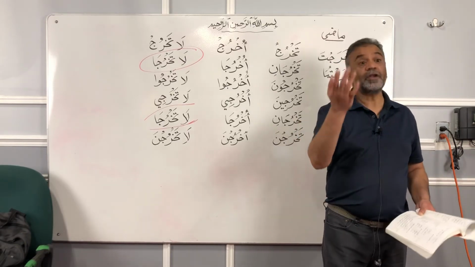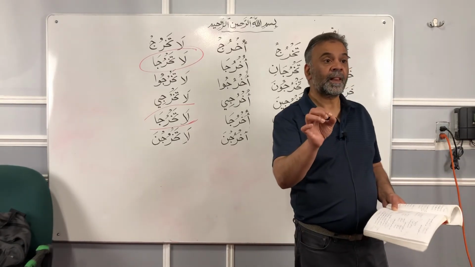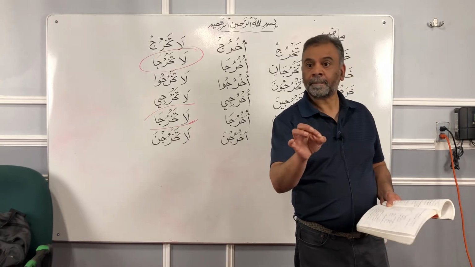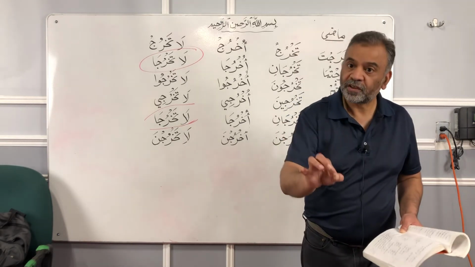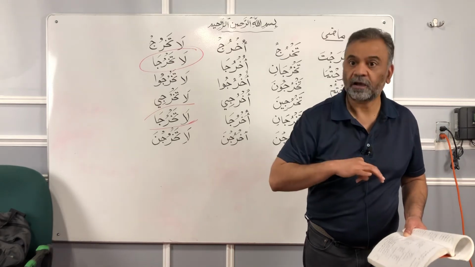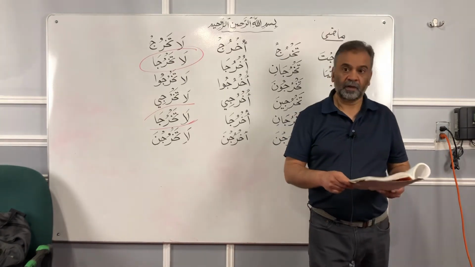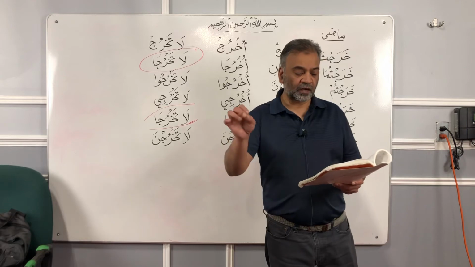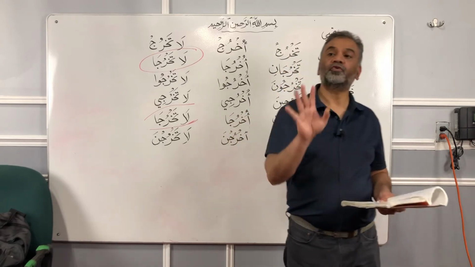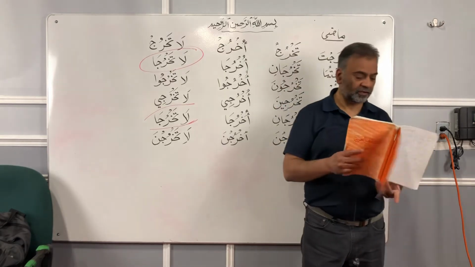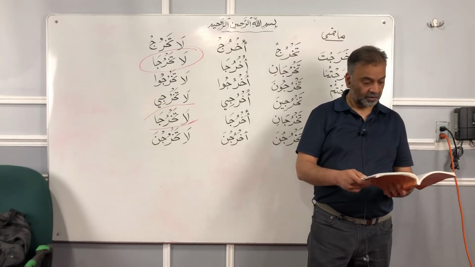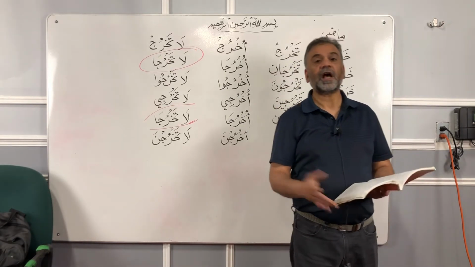So akulu becomes akulu with madda. But my mind knows that it is fi'l mudari. Where is the fa'il? Mustatir taqdiruhu ana. Huwa ya'khuzu, anta ta'khuzu, ana akhuzu. So this is easy.